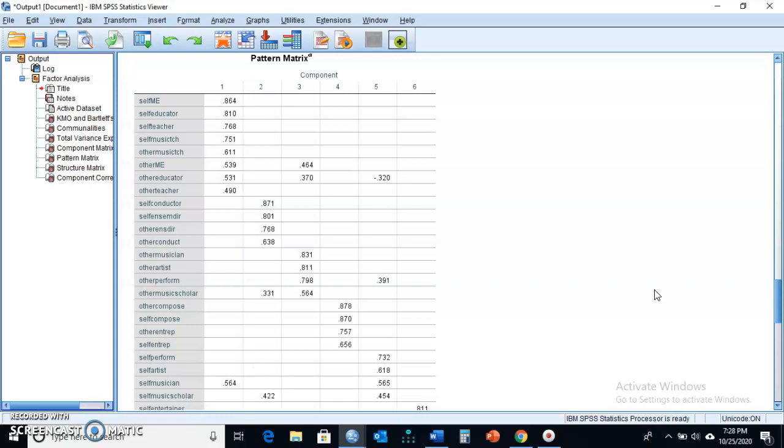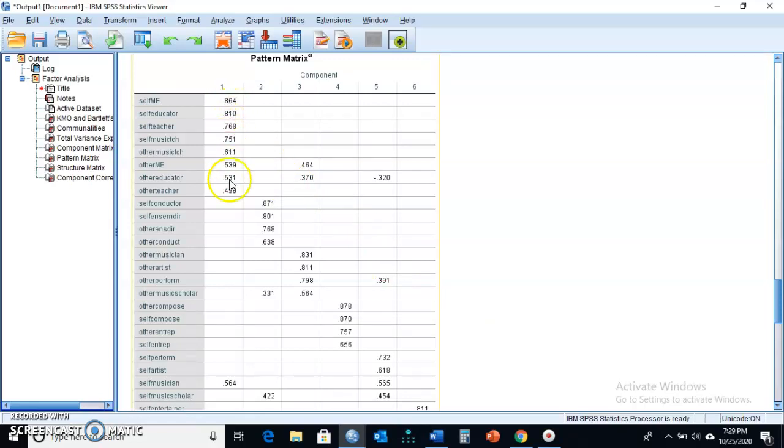What does the pattern matrix do? This tells us which items on our inventory, in other words, which of the 26 variables are hanging together or loading onto the 6 different components. Remember, these numbers here are factor loadings. They're essentially correlation coefficients associated with each of the 26 variables. The eigenvalues, that was something different. Those were numbers that were largely bigger, higher than 1, but they indicated the strength of the clusters themselves. This is at the level of the individual items.